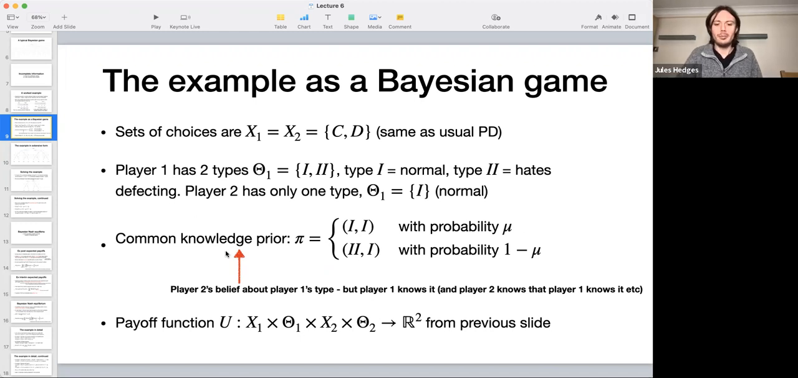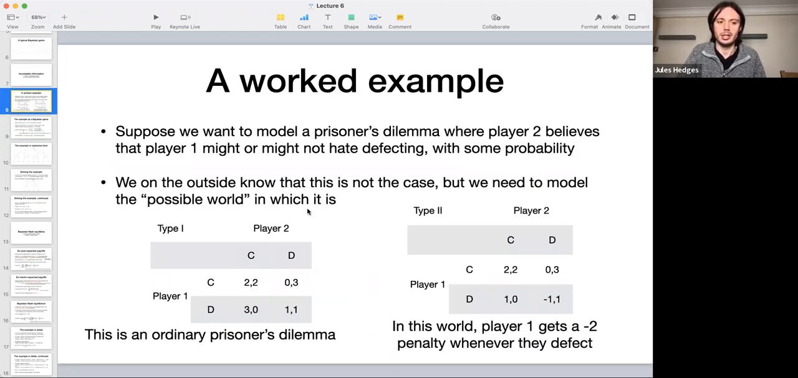So when I say common knowledge, what I really mean is that this is going to be player 2's belief about player 1's type in practice, but also that player 1 knows it. Player 1 knows that it's player 2's belief, and player 2 knows that player 1 knows that it's player 2's belief, and so on. And so we're going to get a payoff function with this type, which is just given by the matrices that I wrote here.